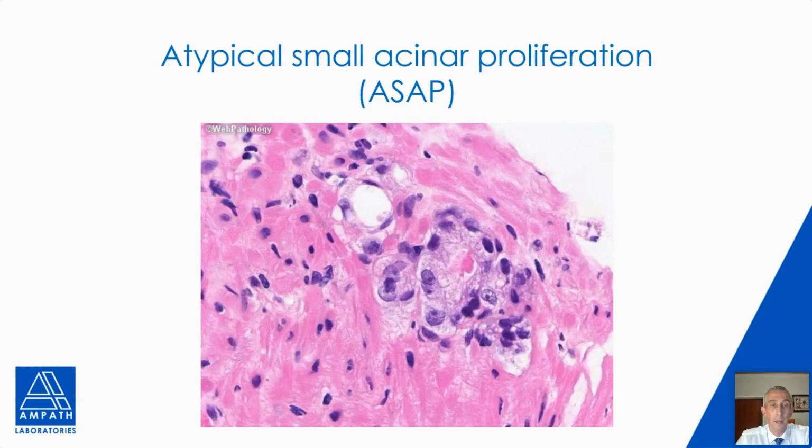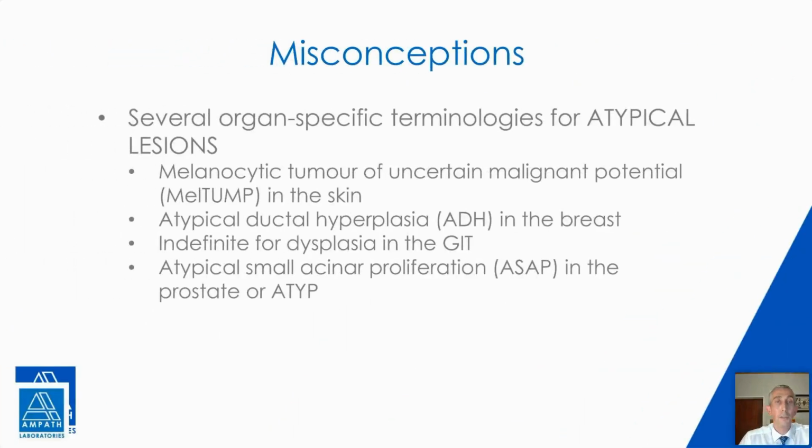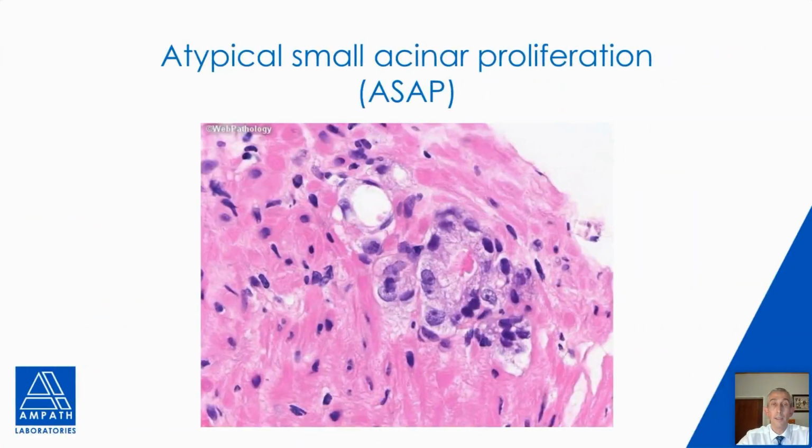If I return to the previous slide, the last three terms, this is terminology. It is not a diagnostic entity. And this terminology usually guides the clinician in the further management of the patient. In the case of ASAP, this usually involves a repeat prostate biopsy within 6 months to a year.